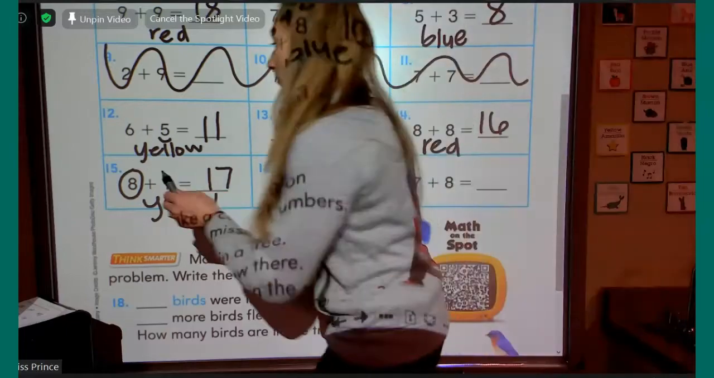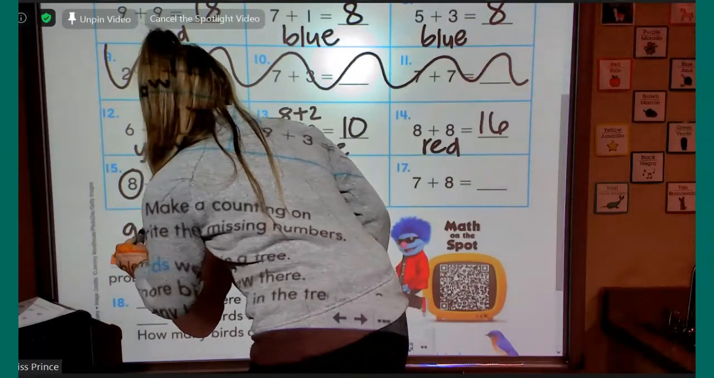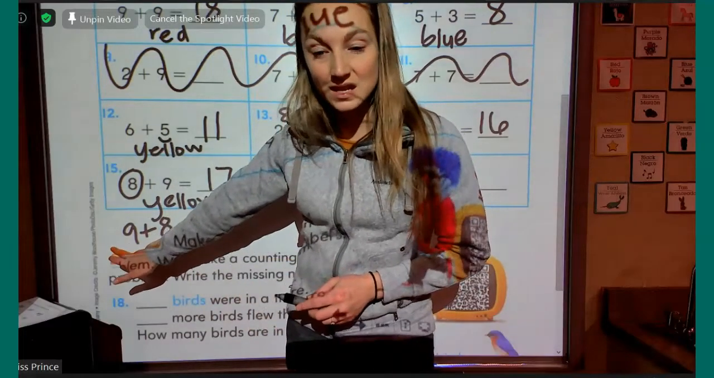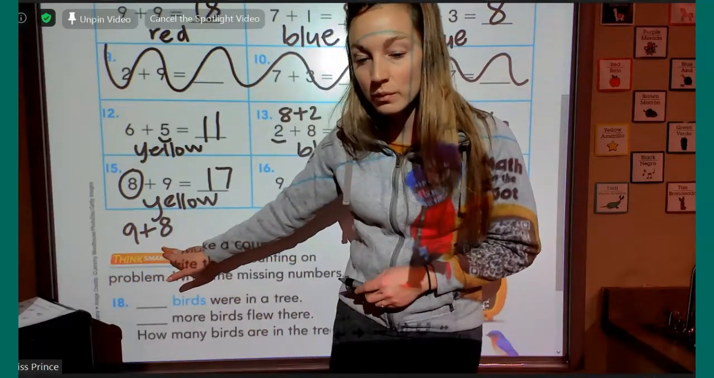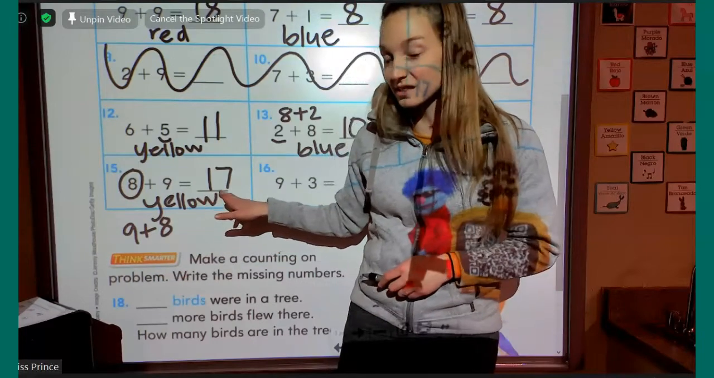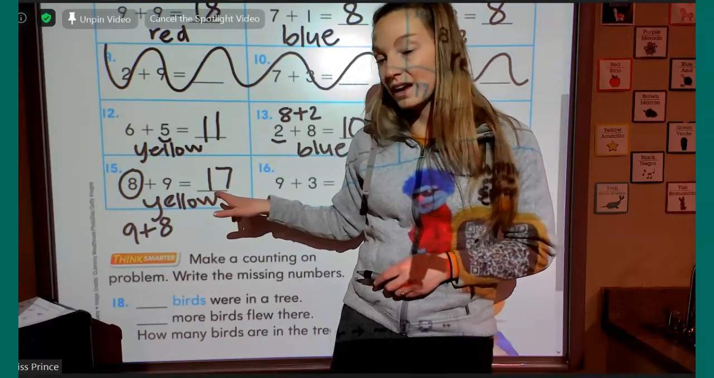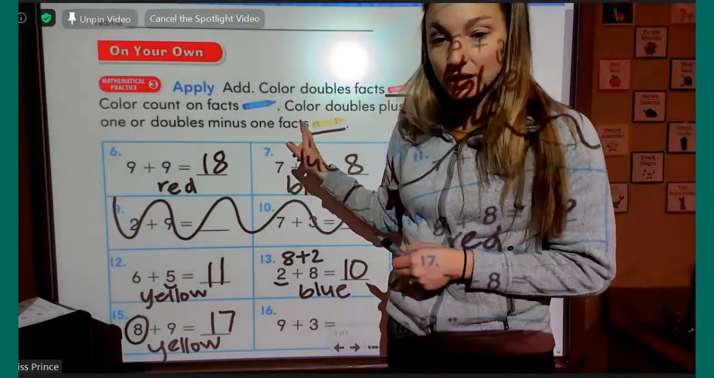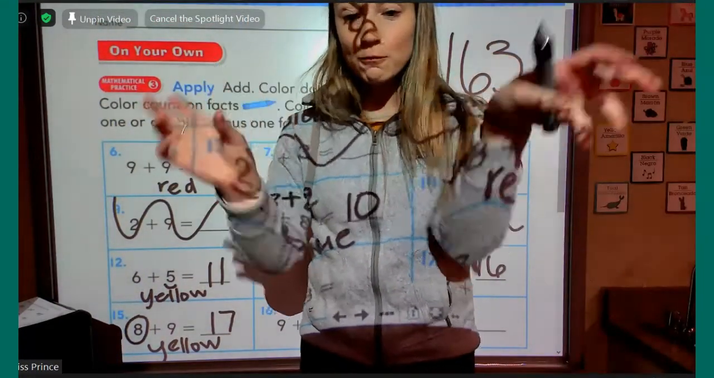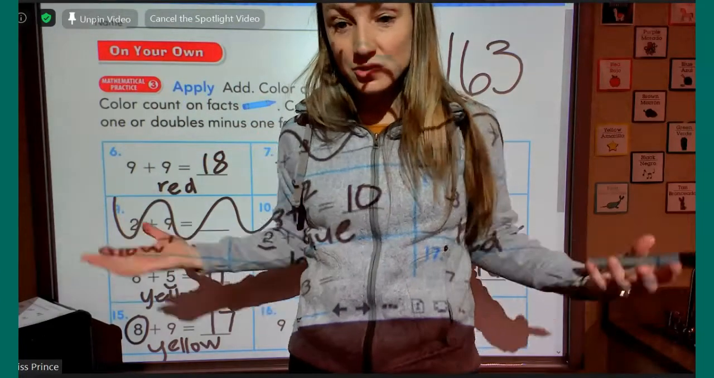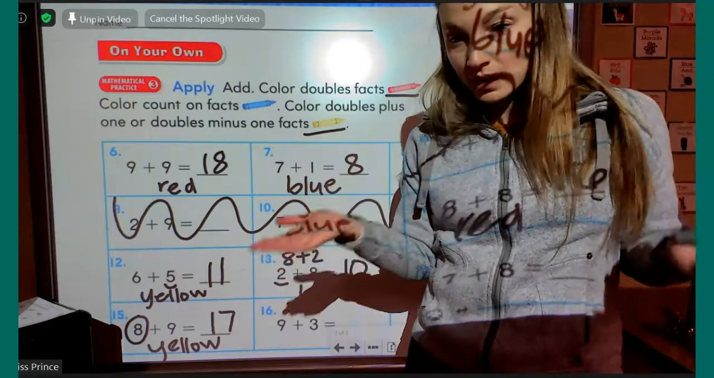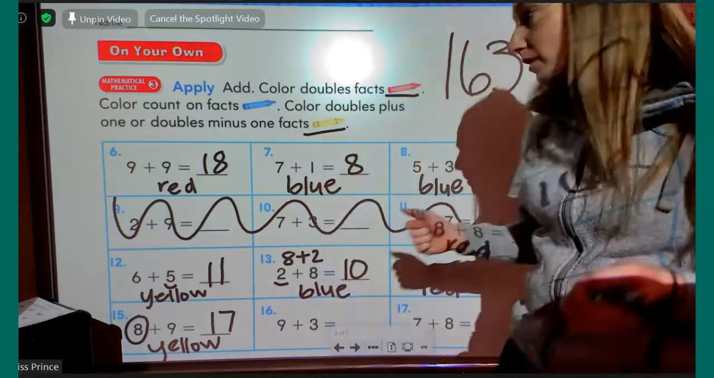It could, and if it was 9 plus 8, we would say 9 plus 9 is 18, take away 1, which is still 17. That's why the doubles plus 1 and the doubles minus 1 are the same color, because you can flip-flop it and then just use the other skill. You can plus 1 or minus 1 depending on which number is bigger and which number is smaller.